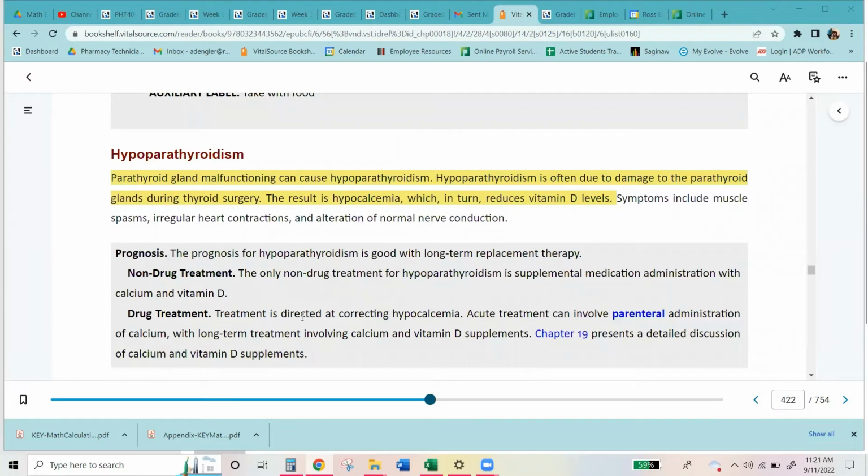Hypoparathyroidism is the parathyroid gland malfunctioning. It is often due to damage to the parathyroid glands during thyroid surgery. The result is hypocalcemia, which in turn reduces vitamin D levels.